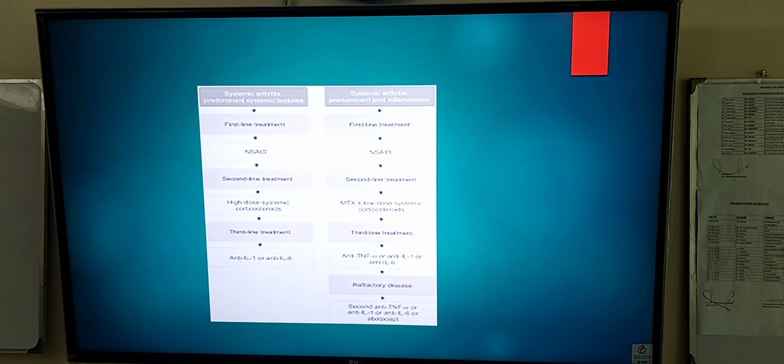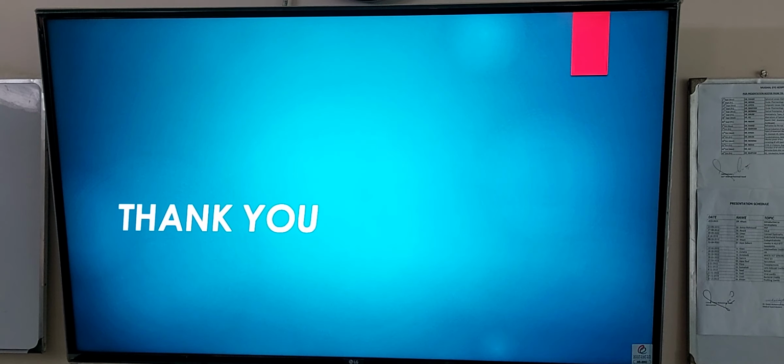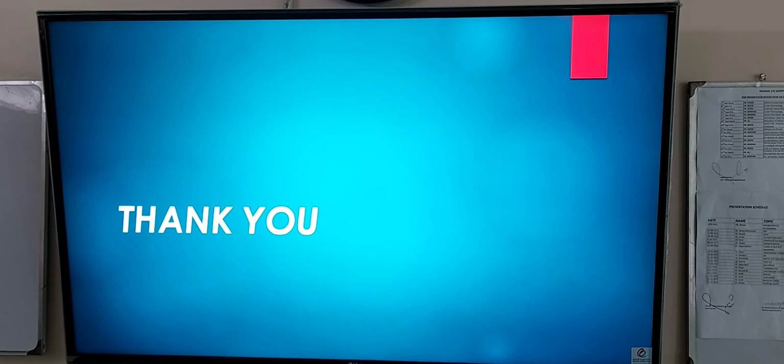There are some treatments: first line treatment is NSAID, second line for systemic involvement is high dose systemic corticosteroids, and third line treatment is anti-tumor necrosis factor. This is for systemic involvement. You can expect a good prognosis.